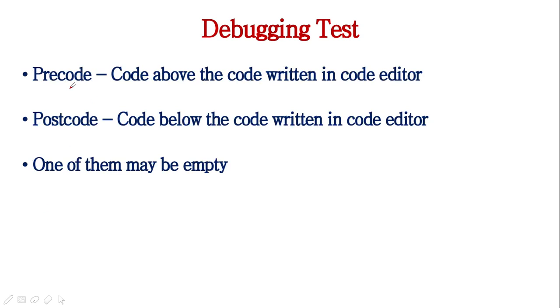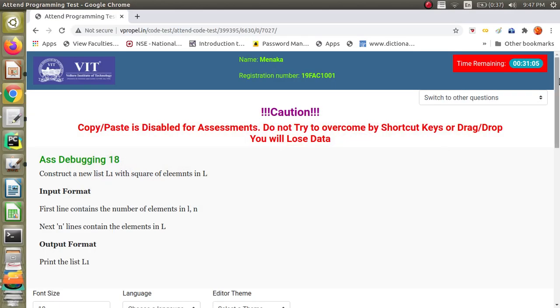Generally we will have these terminologies. The code which is above the code editor is referred to as pre-code, and the code which is written below the code editor is called post-code, and one of them or both of them may also be empty. We will see the example in the portal.